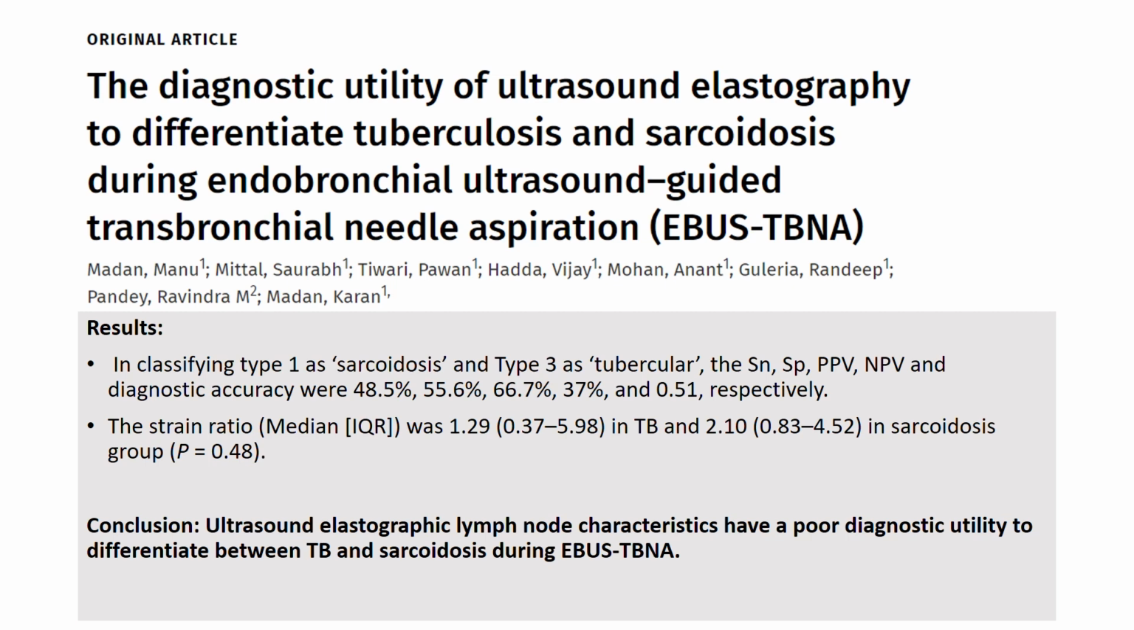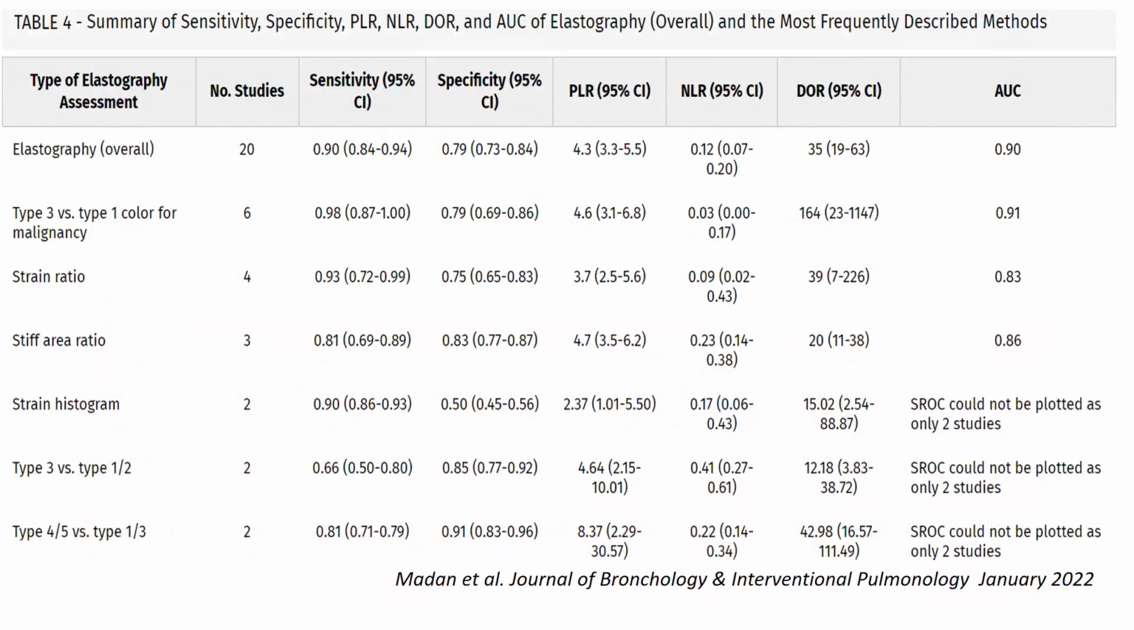So as of date, we cannot use elastography to differentiate whether we are dealing with a case of tuberculosis or sarcoidosis, but it helps us to understand better whether we are dealing with a malignant node or a benign node. But a histopathological or cytopathological confirmation is mandatory. Another utility of elastography would be to target the site of a node if you are getting multiple passes which are negative for malignancy.